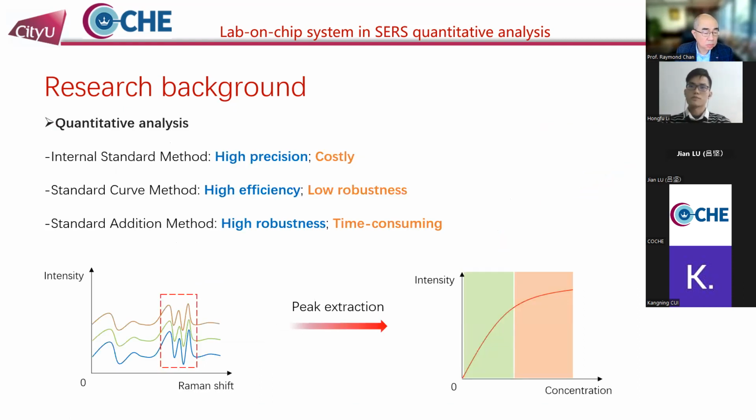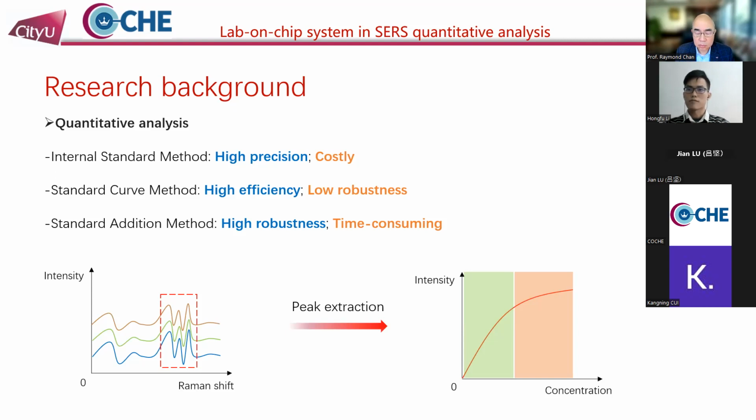And the calibration must be done in advance of the quantification. Here I show three basic methods utilized in the SERS detection. The internal standard method is commonly used in the correlate-based SERS detection, but since the step to fabricate the internal standard matrix can be costly and sophisticated, it is not the friendly case for general application.